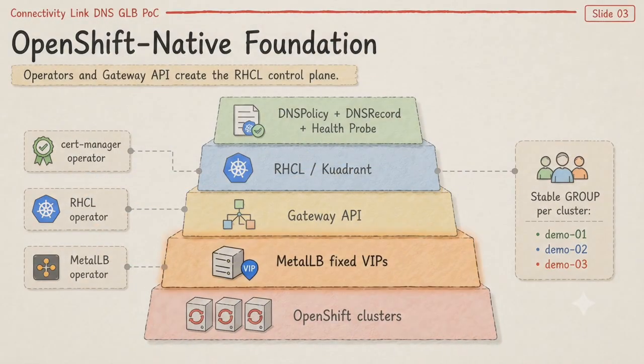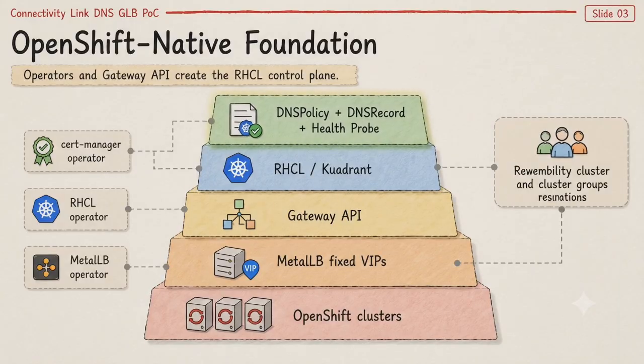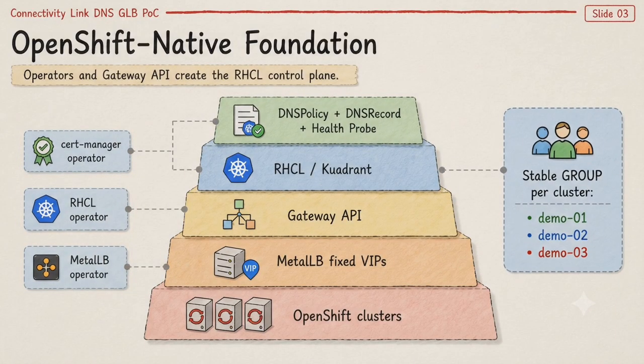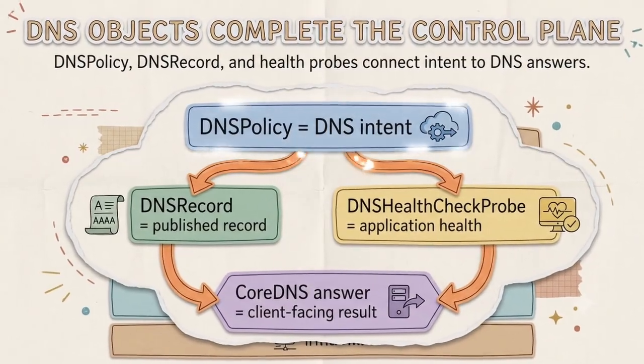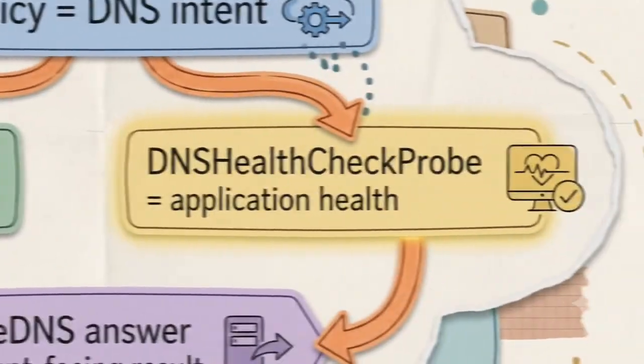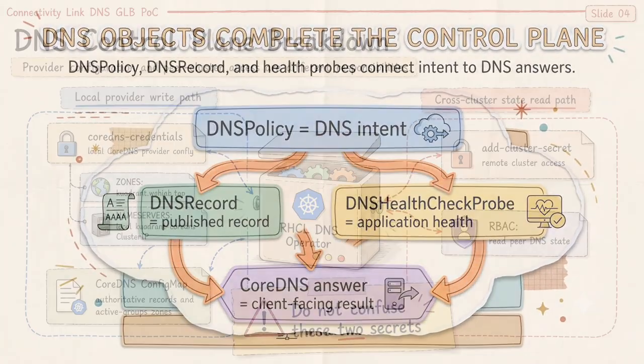At the base, we have the clusters. MetalLB provides the fixed VIPs. Gateway handles routing, DNS, and health probes. On the left, we have a stable group per cluster. DNS policies establish the intent. They create DNS records, and they also configure health probes. This drives the core DNS answer.